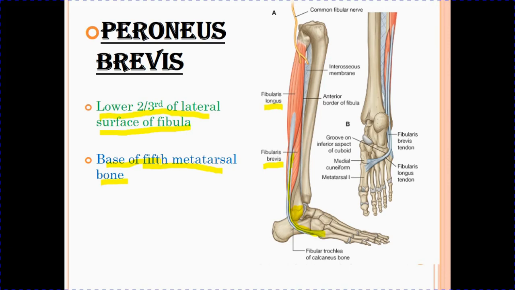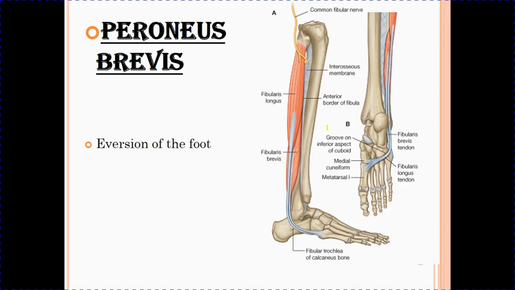Now I know that to memorize the origin and insertion is quite difficult, but you have to go through the book twice or thrice along with the pictures, along with the images. You can remember the images, but you will forget the text. So fix the images and pictures in your mind, then God willing you will remember it. The peroneus brevis everts the foot. It is performing eversion of foot.